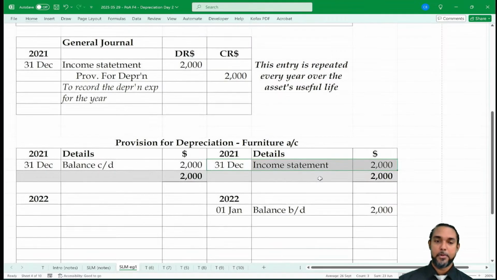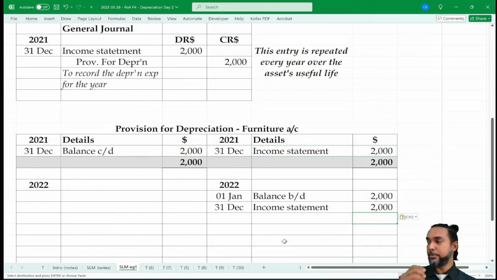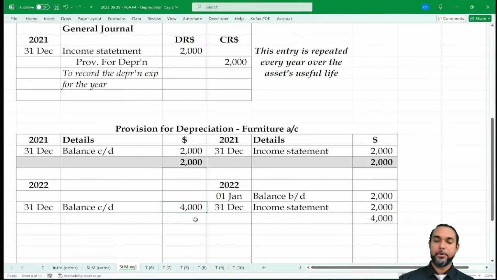Okay, cool. Now in the second year, guess what? We have to charge depreciation again. And we charge the exact same amount as last time because we are using the straight line method. Under the straight line method, we charge the same amount for depreciation every year. So at the end of the year, the total balance carried down is 4,000. It's now 2 years' worth of depreciation.